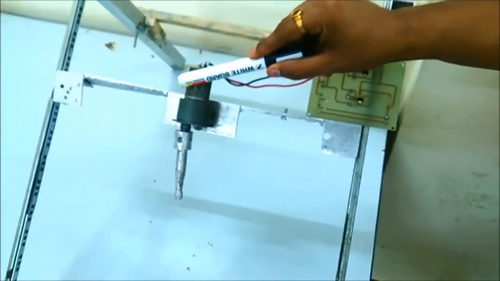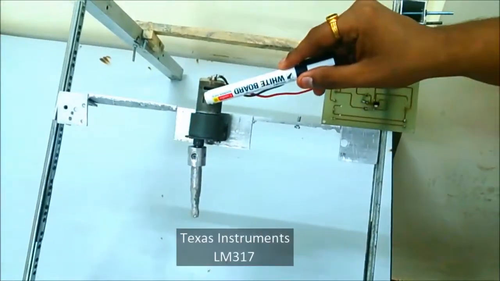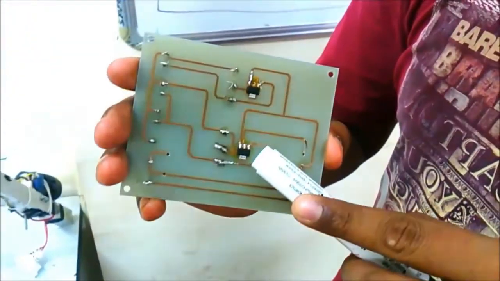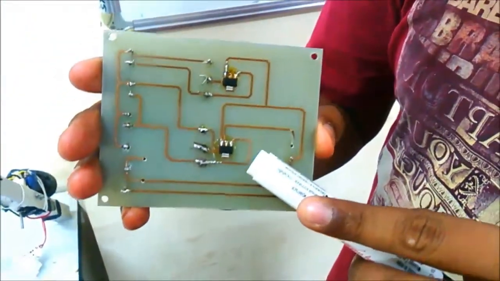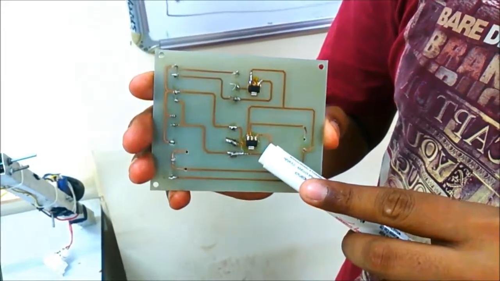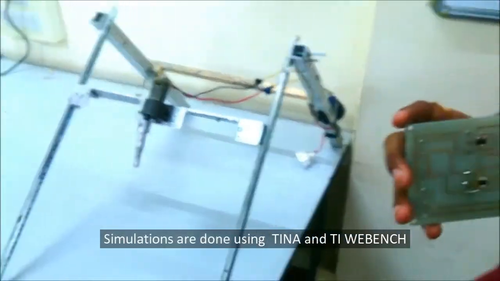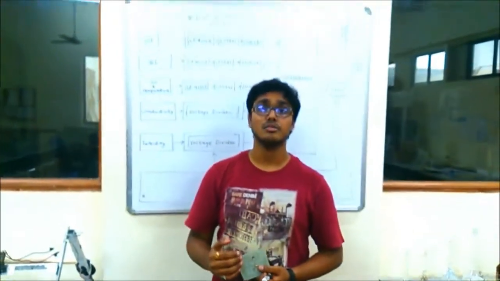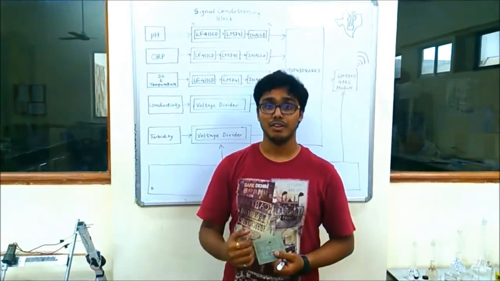Now we can check the stirring mechanism. The stirring mechanism consists of one motor to which this rotating platform will be attached. Here you can see the LM317 IC, which is a voltage regulator IC. We have used this IC to power the motor. All the designs and simulations of these circuits were done using TINA software and W.A.T.E.R.